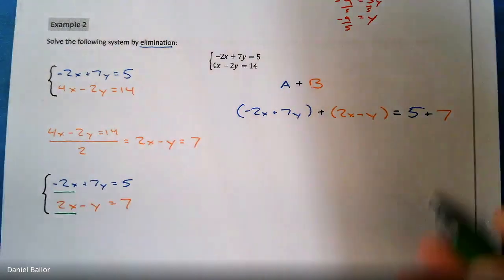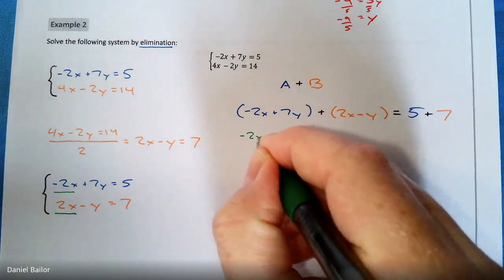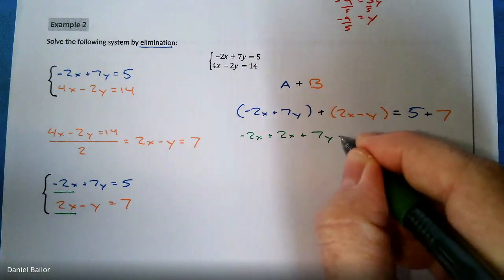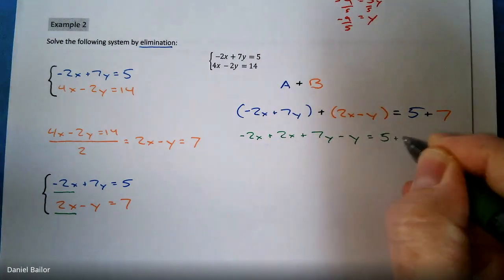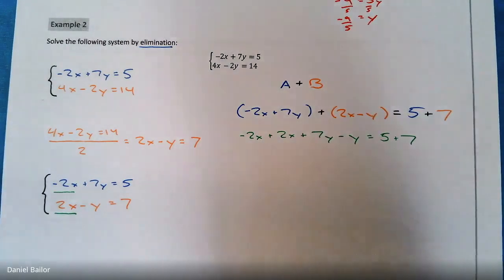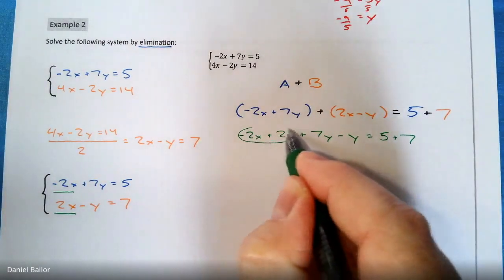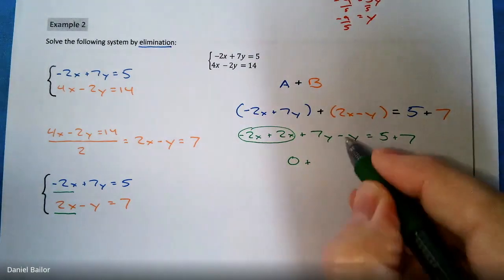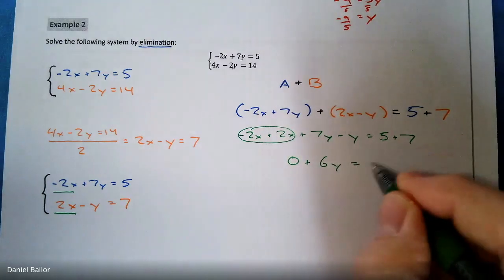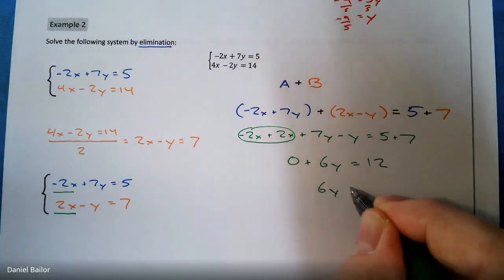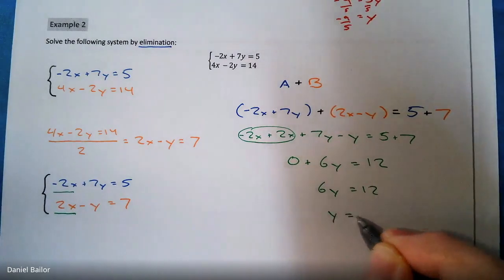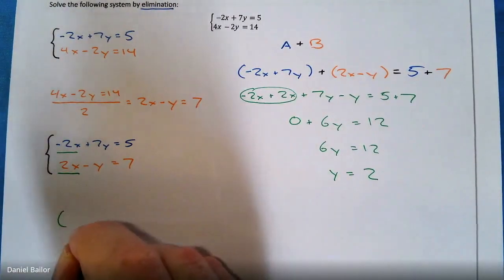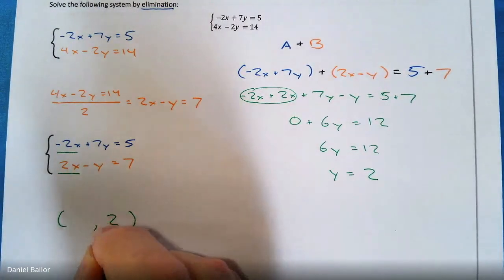Now I'm going to use the commutative property to move everything around. I get negative 2x plus 2x. I'm going to put my terms next to each other. Plus 7y minus y equals 5 plus 7. Now you know these are opposites, so these turn into 0. So I get 0 plus 7y minus 1y is 6y. 5 plus 7 is 12. So that 6y equals 12. So y equals 2. So that's the first part of my coordinates. The y part is 2.